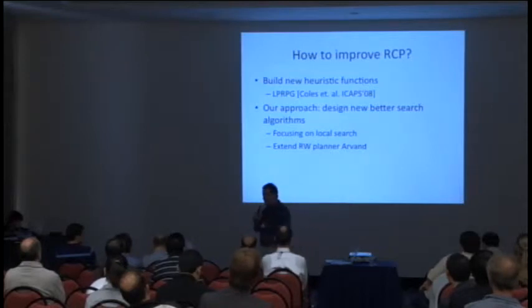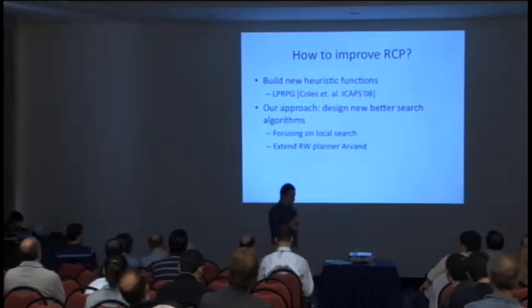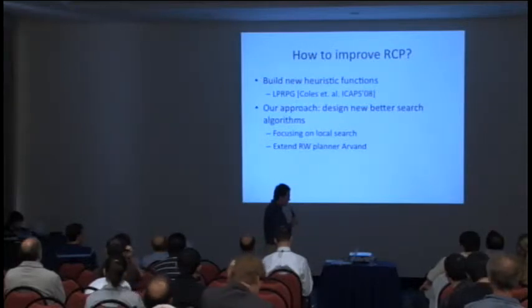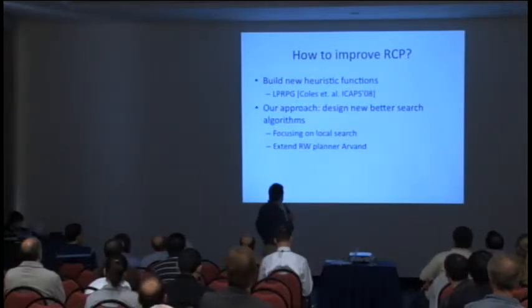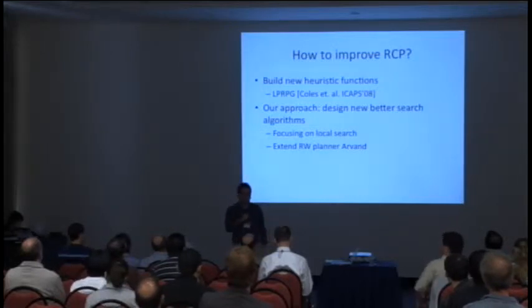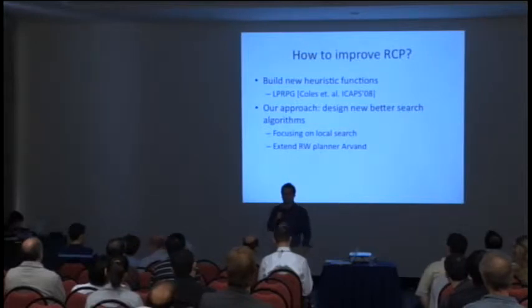So we can take two approaches to improve resource constraint planning. One possible approach, of course, is to come up with new heuristic functions that can model resource consumption. A good example of this is LPRPG Planner, which tries to consider resource consumption when they build the heuristic function.